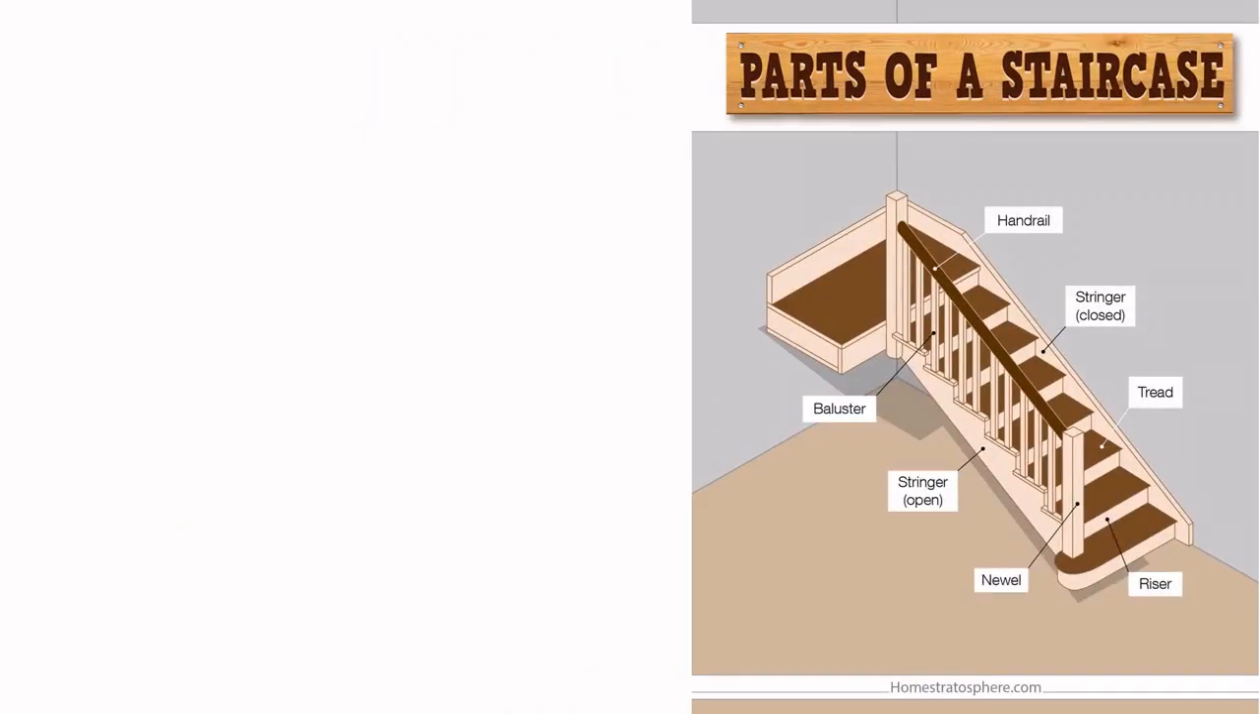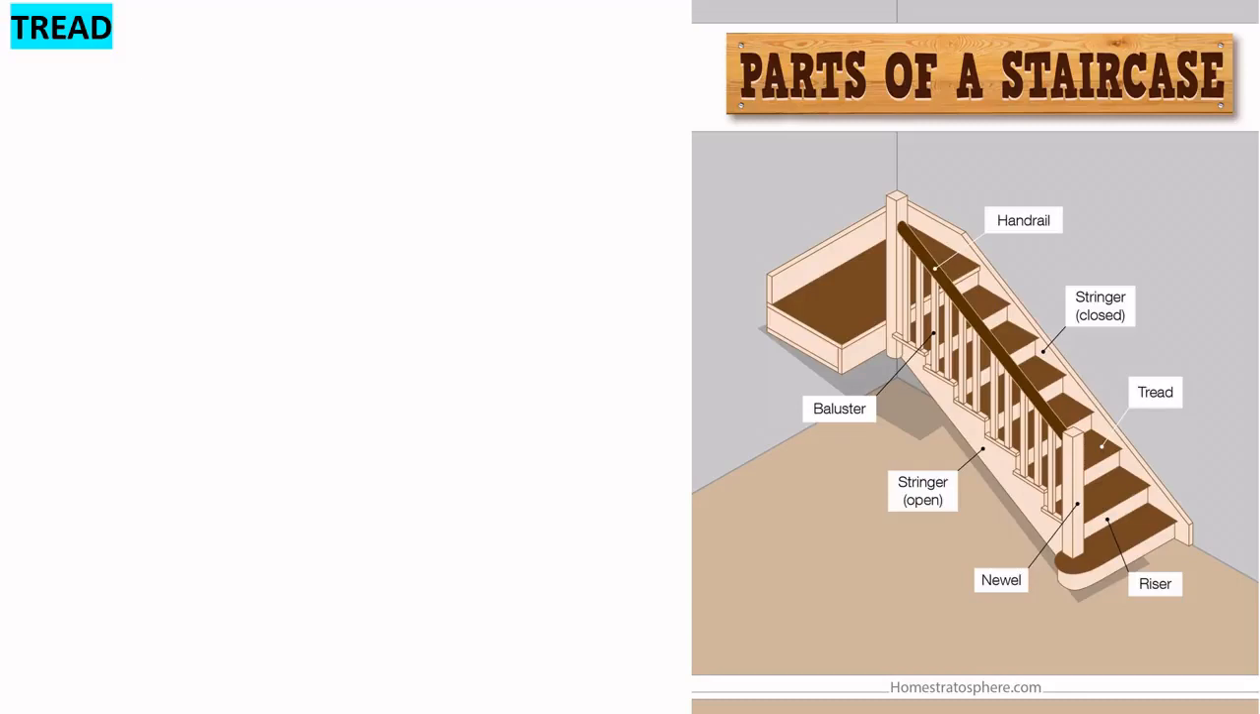We will move on to the next, that is the parts of a stair. Let us see the different parts of a stair. So this is a simple staircase. The basic components are marked here. We will see them one by one.